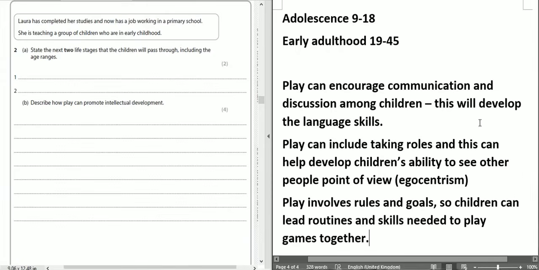So again, you don't have to put all of it. I think the first two, language and then role playing, helps people see other points of view. That's egocentrism and language. They would probably be the two I put. Learning rules, goals, I think could put in there, but I'd need to maybe develop that a bit.